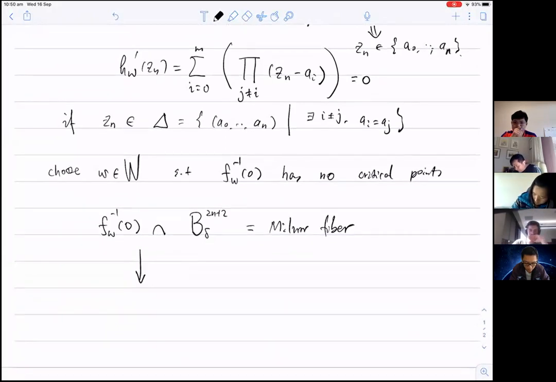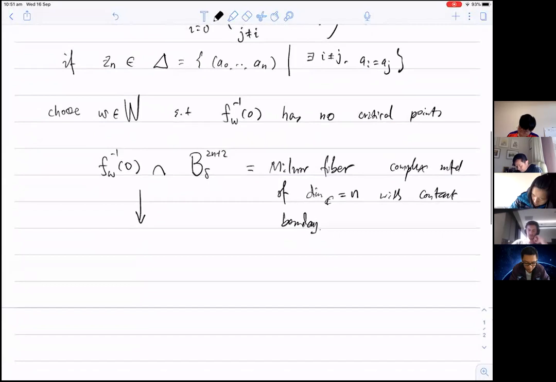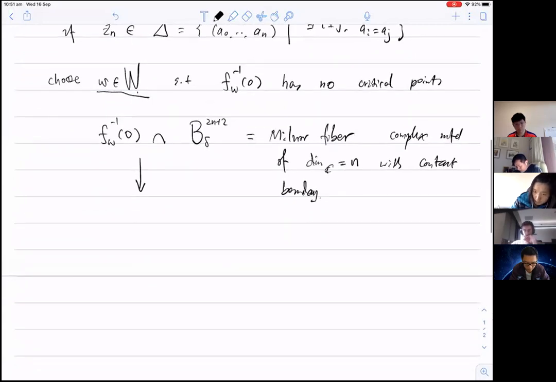So this is a complex manifold of dimension n, with boundary, actually with contact boundary. And then we look at, last time Kim Tin was talking about taking the union with W. So then you have another fibration over this space, and then that is the fiber.